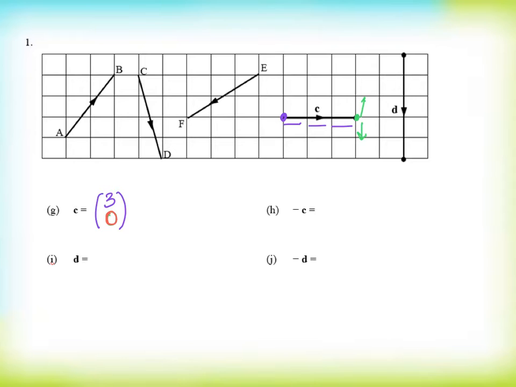What about the vector D? Vector D starts from here, but it neither goes left nor right. So what should I put for my x value? In this case, it will be 0. But then it moved downwards, so I will have -5. Let's complete the rest of the questions.